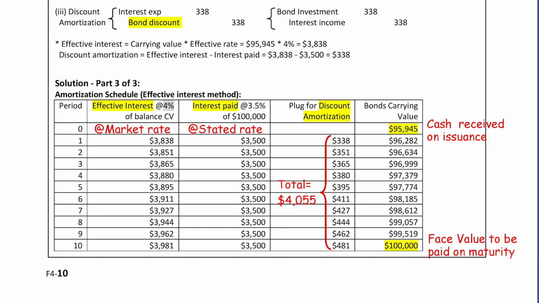So if we look at the column for effective interest, we see that the effective interest increases every year. So write, increases every year. Even the discount amortization increases every year.